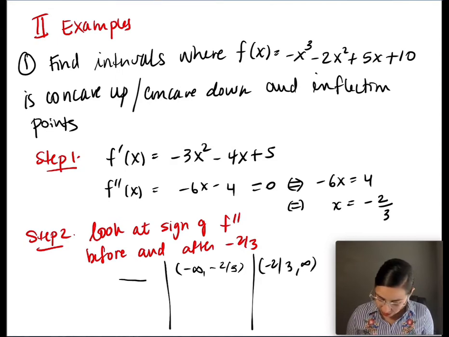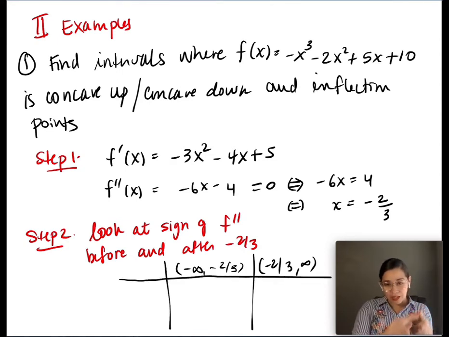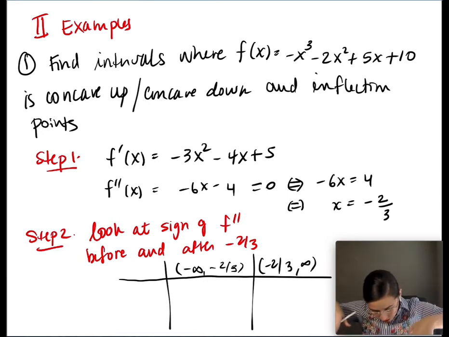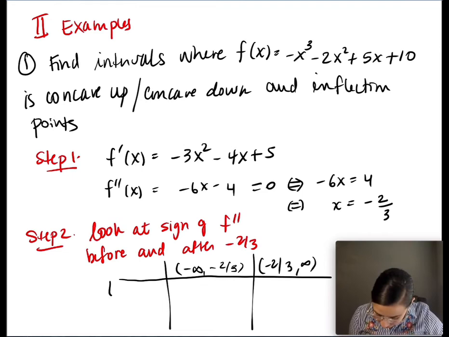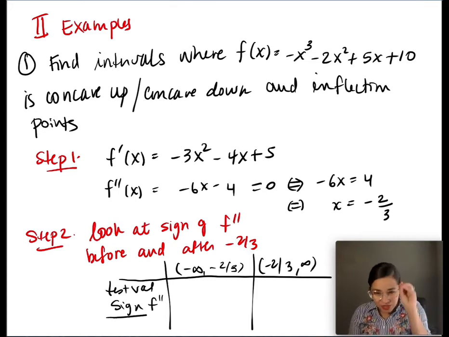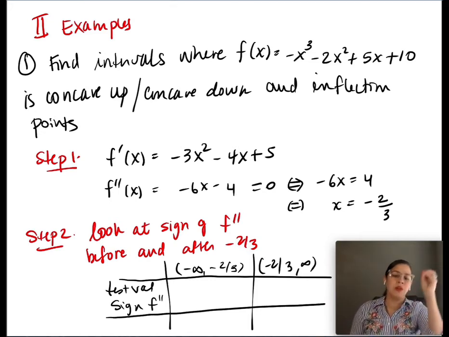And then, as we did before, find the test value, plug it into the second derivative. If you get something positive, the function is concave up. If you get something negative, the function is concave down. So test value, sign of f double prime, and then what does the sign of f double prime tell me about my function?